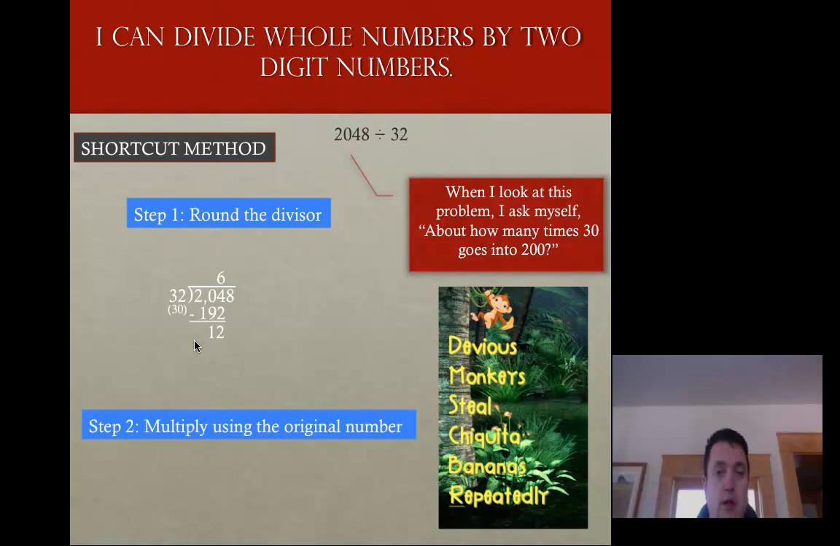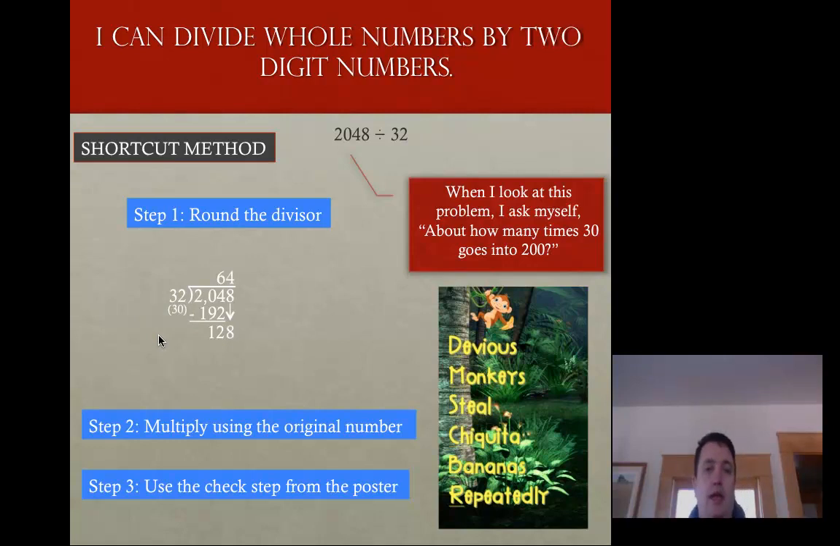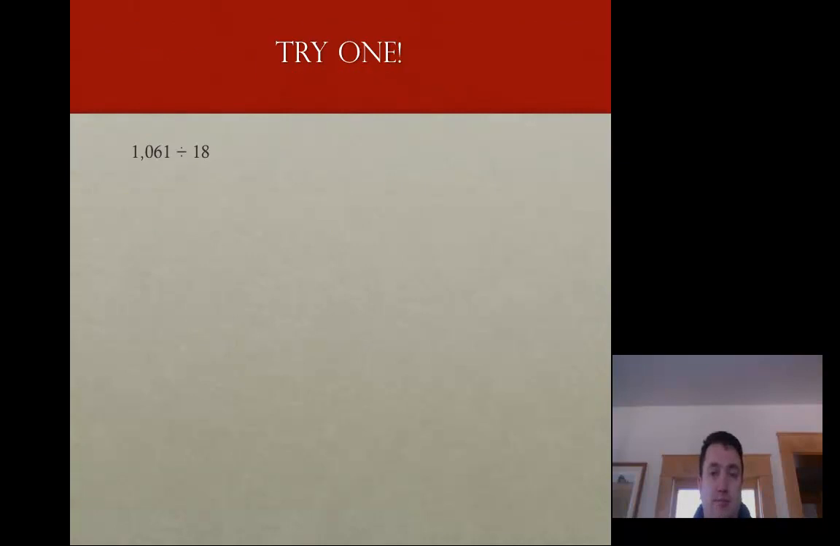Now we are going to use the check step from our poster here, because that becomes really important. So is 12 less than our original divisor of 32? You bet. So we're going to bring down the next number. That gives us an 8. We know that that's 4 times. We subtract that, 0. Of course, 0 is less than 32, so now we know our answer there is 64, and that's using the shortcut method. So again, it doesn't matter what method you like or use, as long as we're working towards the same answer at the end here.